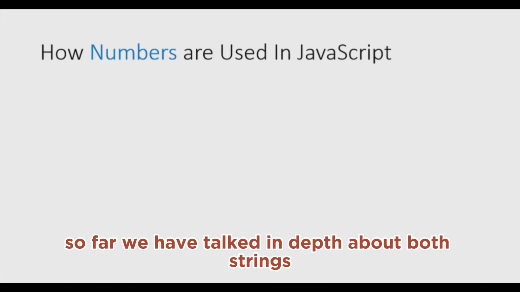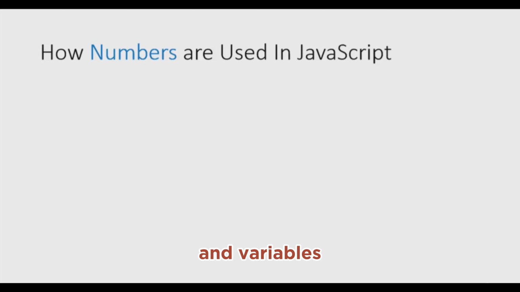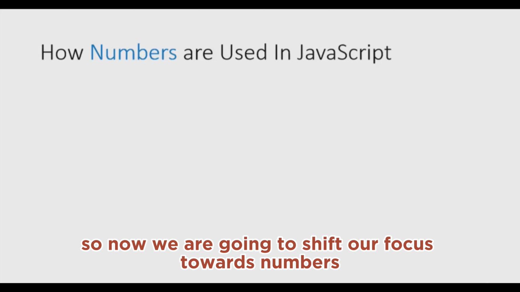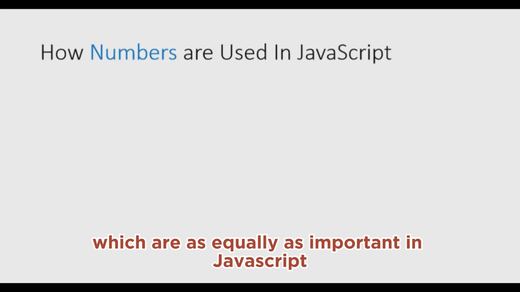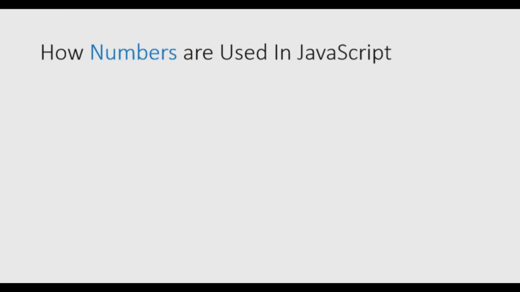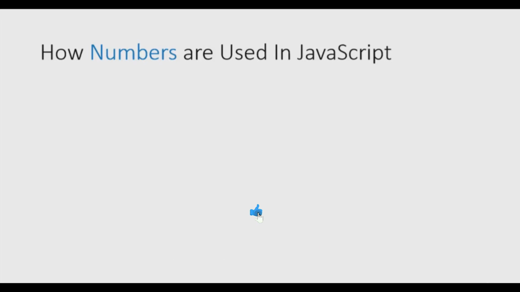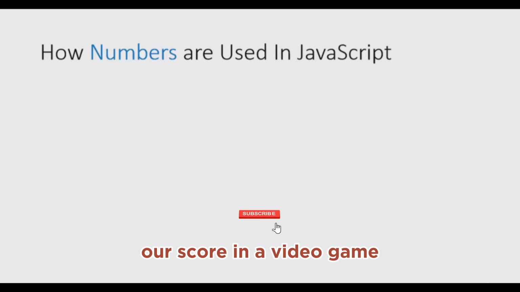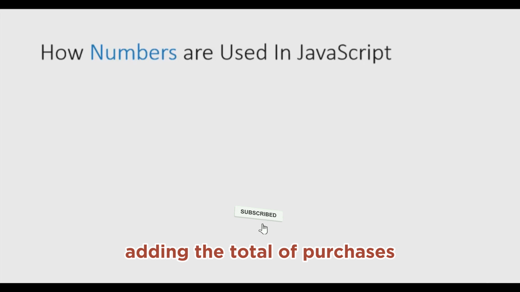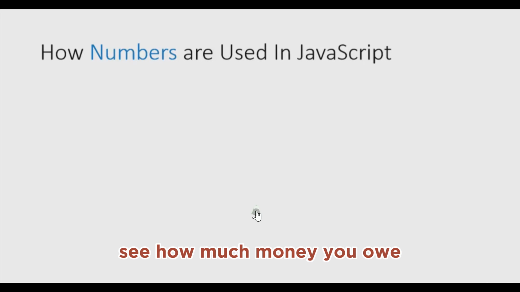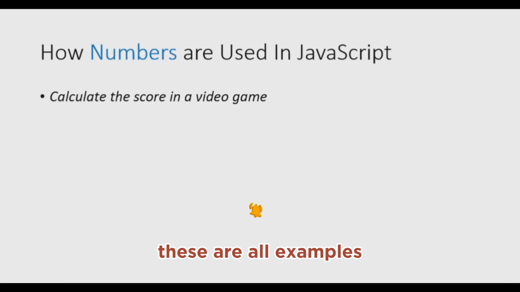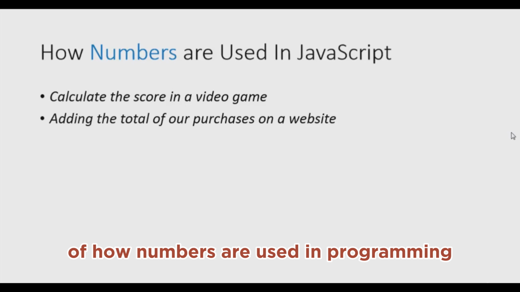Alright, so far we have talked in depth about both strings and variables. So now we are going to shift our focus towards numbers, which are equally as important in JavaScript. Numbers are used in all types of calculations and programming. Our score in a video game, adding the total of purchases, seeing how much money you owe. These are all examples of how numbers are used in programming.